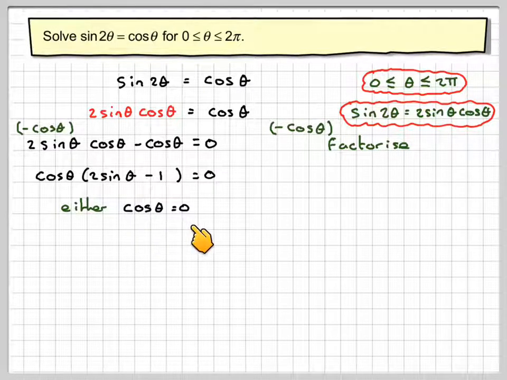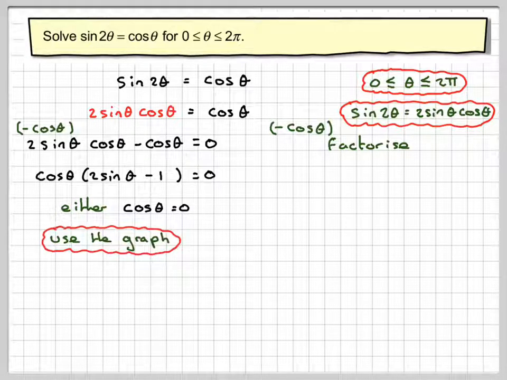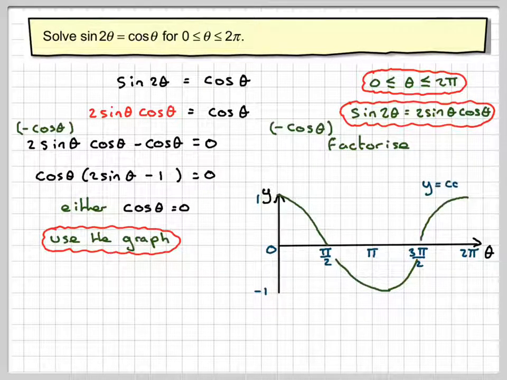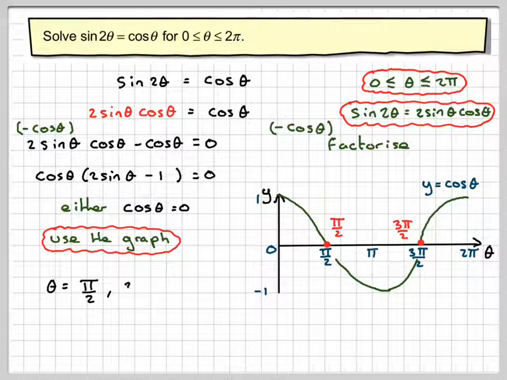So either cos theta is equal to 0. Now it's best to use the graph in this case. So just draw a quick sketch of cos theta. Doesn't have to be a brilliant sketch, but you should know what the graph looks like. Where is cos theta equal to 0? It's here at pi by 2 and 3 pi by 2. So theta is pi by 2, 3 pi by 2.